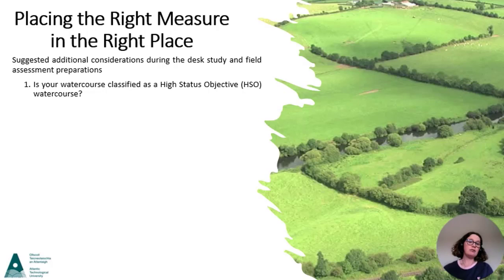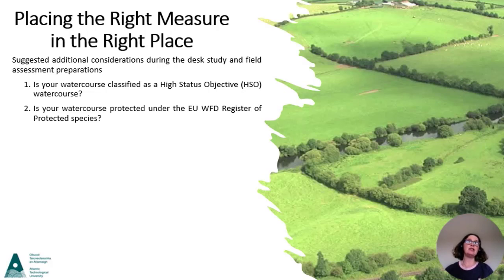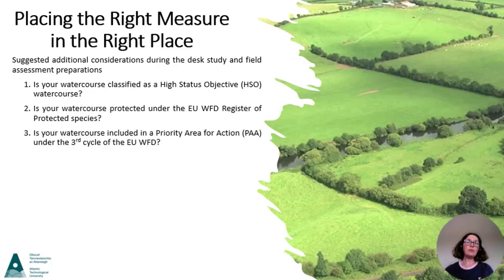And the first is to really, before you go out, know if your water course is classified as a high status objective water course, or know whether it's protected under the EU Water Framework Directive Register of Protected Species. So here, for example, does it have freshwater pearl mussels or crayfish? Is your water course included in a priority area for action under the 3rd cycle of the EU Water Framework Directive? And for the majority of you, there's quite a bit of overlap between these priority area for actions and the Acres Cooperation projects. So many of you will hit yes for this 3rd question.